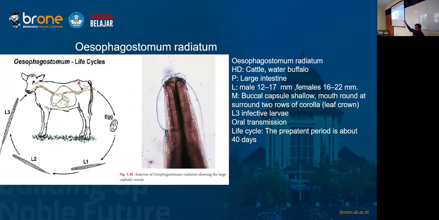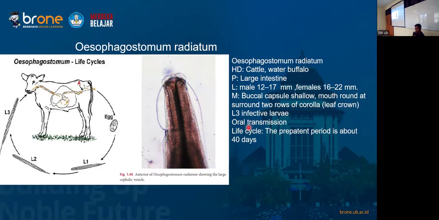Okay, we jump to Oesophagostomum radiatum. The same one: the eggs or the larvae hatch in the environment. After that, L3 larvae are ingested by the definitive host, which is cattle and buffalo, and the predilection site is the large intestine. Male is smaller than female. The buccal capsule is shallow, mouth round, surrounded by two rows of corolla or leaf crown. This one is the leaf crown.